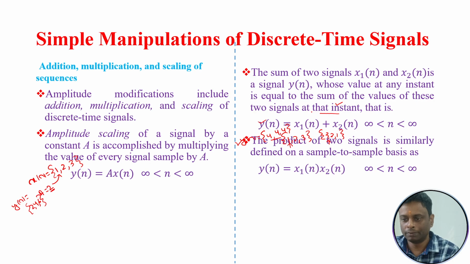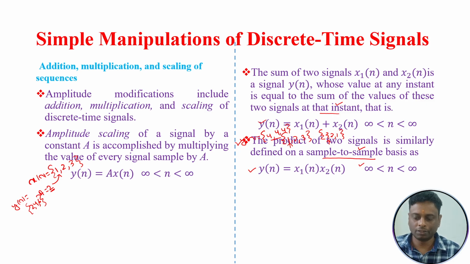Similarly, the product of two signals is done on a sample by sample basis. You multiply sample to sample, so y of n equals x1 of n times x2 of n. This is the product of the two signals.